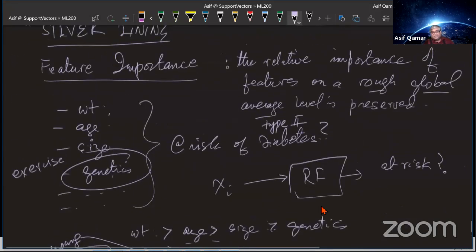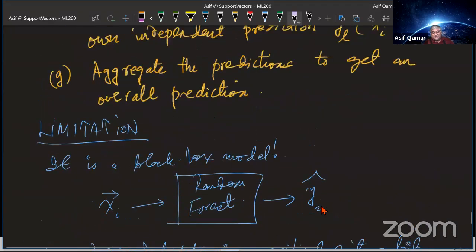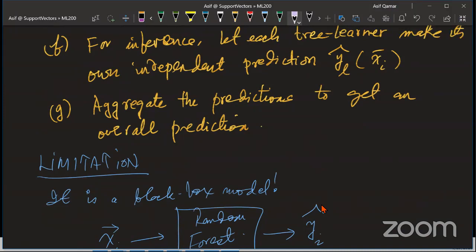Any questions, guys, on random forest before we close the session today? Yes, sir. So in random forest, every tree is a decision tree, right, sir? It's a decision tree, yes.